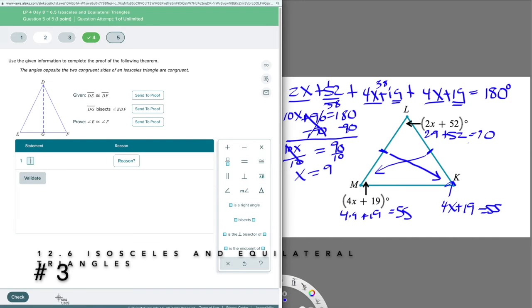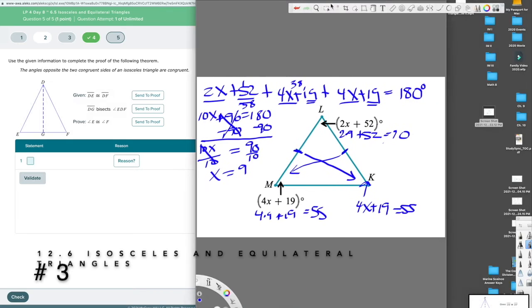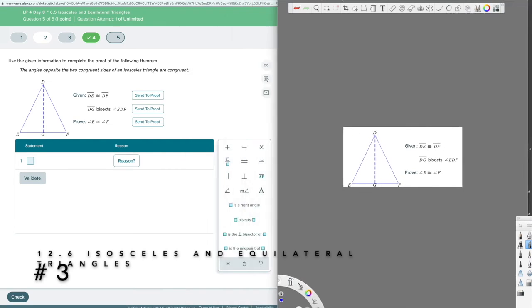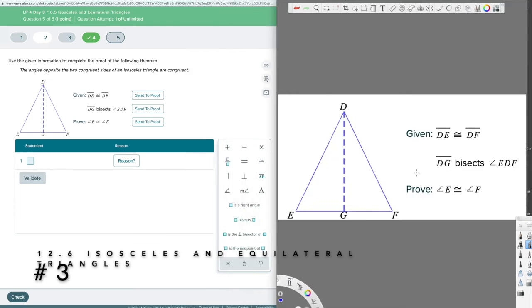Let me grab a picture of this guy so I can draw on it. All right, so we're given this diagram here, and it says DE is congruent to DF, so DE, this side is congruent to DF. So I have an isosceles triangle.